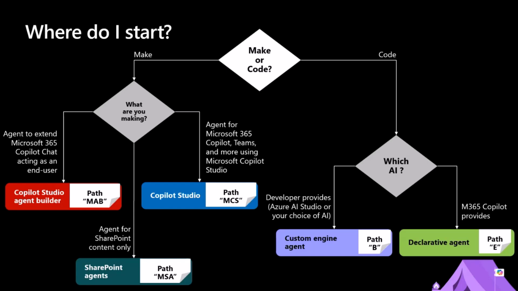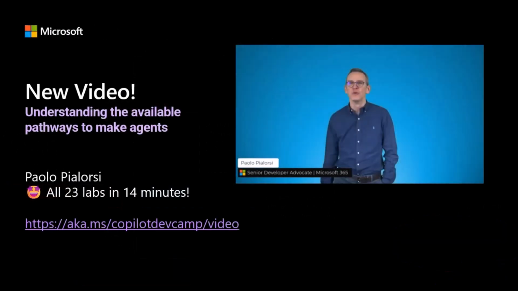These are the options if you are in the no-code, low-code space. If you are on the coder space and you want to actually write code, you can choose to extend Copilot with declarative agents, or you can choose to build your own custom engine agents where you can rely on any foundational model and orchestrator of your choice. Today, we are focusing our attention on the declarative agents, which is also called the path E in the Copilot Dev Camp. If you want to learn more about the Copilot Camp, you can also have a look at this video that I recorded a couple of months ago, where you can see all of the labs in little pieces and bytes. So you can dig into each of them and choose what is the best pathway for you.